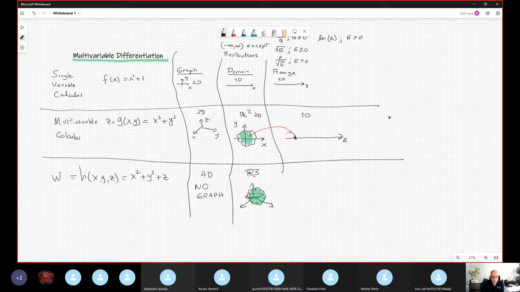And the range, when you associate any point here, inside the solid or outside, 3D, x, y, z, and you also say any point here with the w axis, 1 point. The range is 1D. And the domain is 3D. And the graph is 4D. And 4D we cannot represent.